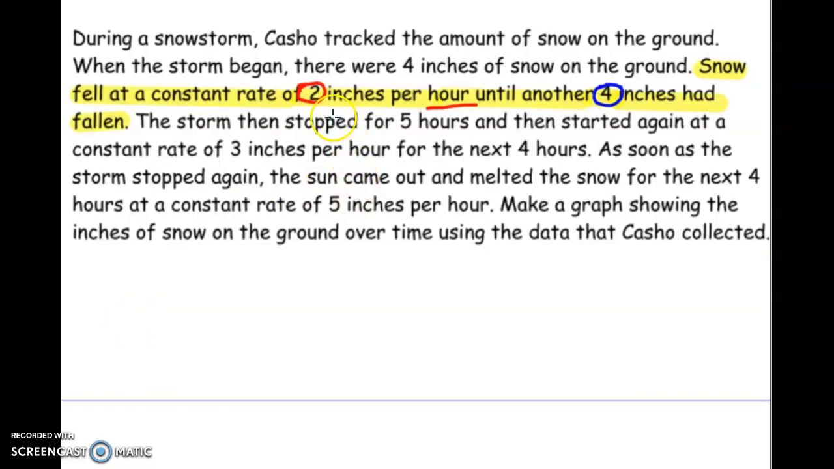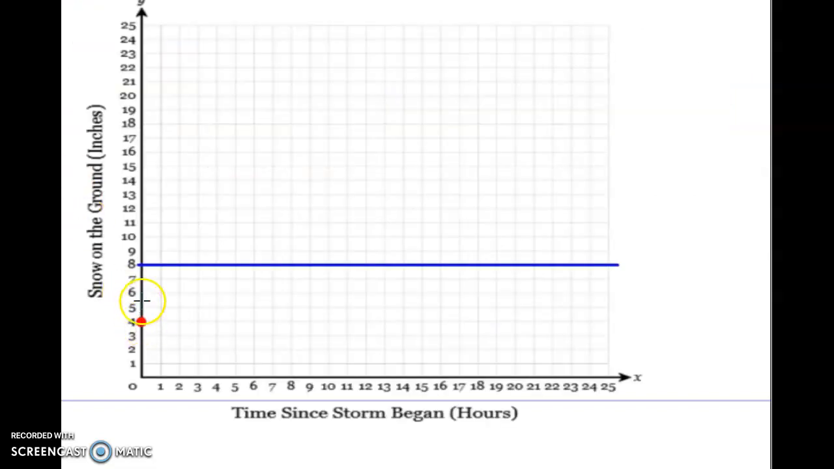If I go back, I know it's 2 inches per hour. So you go up 2 inches for snow, and then over 1 for the hour. Then go up another 2 inches for snow, and over 1 for the hour. So you go up 2, over 1, up 2, over 1, and you get to the spot. The blue line is not necessary and is not part of the graph. I just want you to know where to stop. You graph up 2 and over 1 until you get here, which is 4 inches away, and then stop.